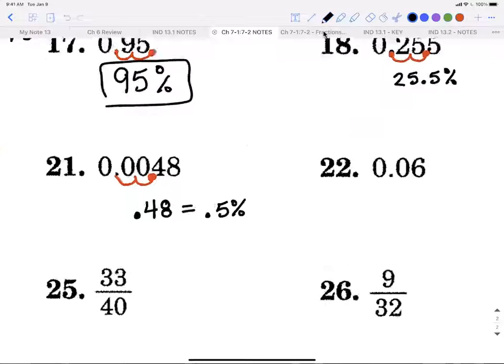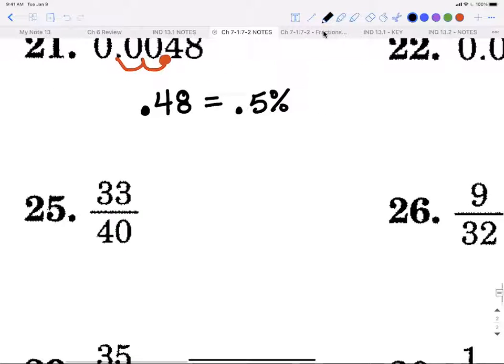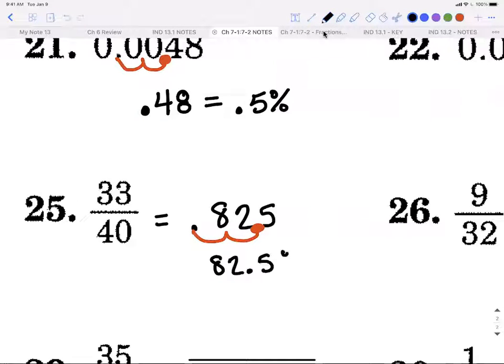So on the sections where you're getting to a percent, make sure you actually put the percent sign. All right, last but not least, what do we do when we have 33 over 40? Guess what we convert it to? 33 divided by 40 in your calculator is 0.825. How do I change this to a percent? Decimal place goes 1, 2. Put my decimal in my new spot. So 82.5%.